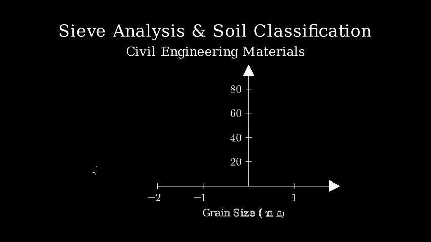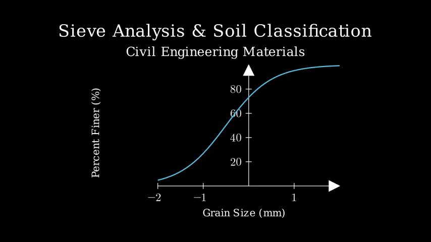We'll use a semi-logarithmic plot with grain size in millimeters on the x-axis and percent finer on the y-axis. The data points from our sieve analysis are plotted here, and we'll connect them to form our grain size distribution curve. From this curve, we can determine our key diameter values.